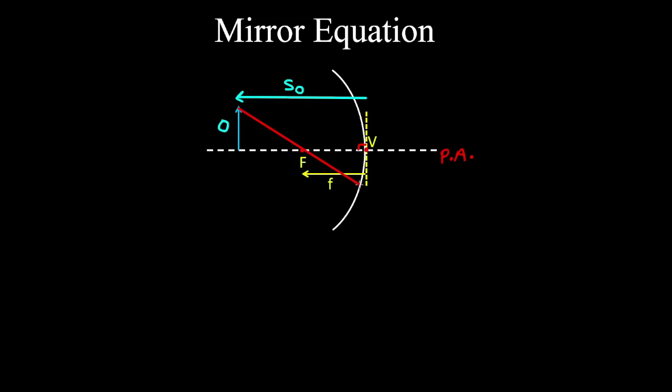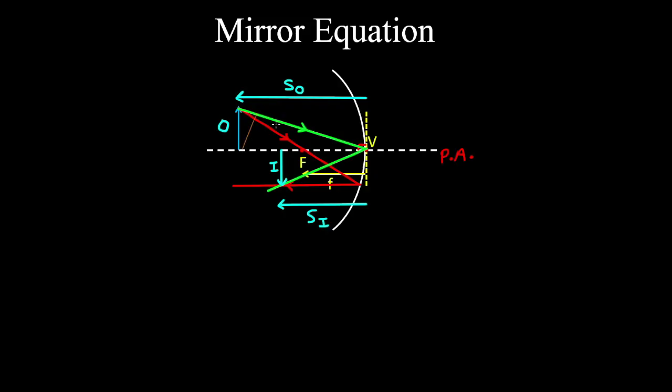So if an incident light ray goes through the focus, then a reflected ray will be parallel to the principal axis. And if we consider another ray hitting the mirror at the vertex, then by the law of reflection, the reflected ray will be reflected at the same angle. So we expect the image to be somewhere here. And we denote the distance of the image from the vertex as S_I.